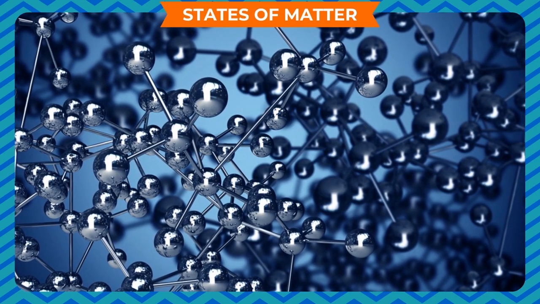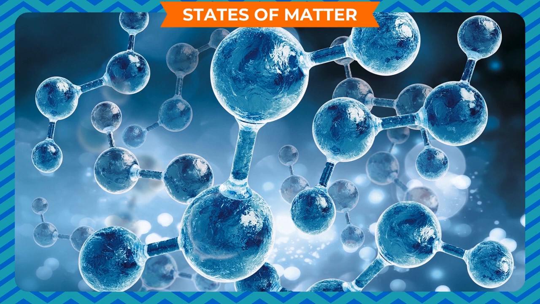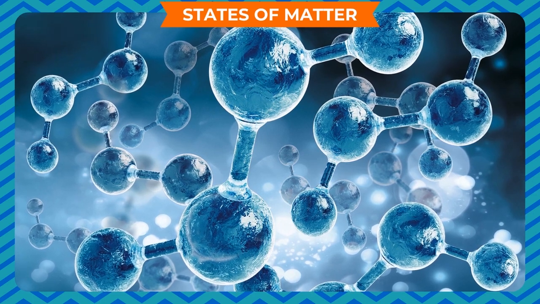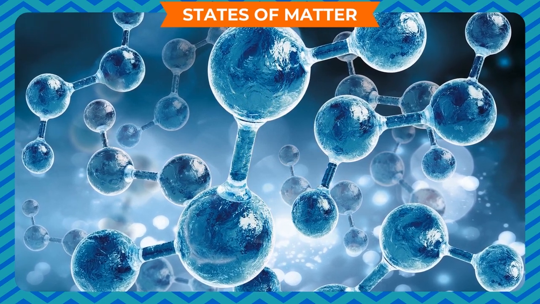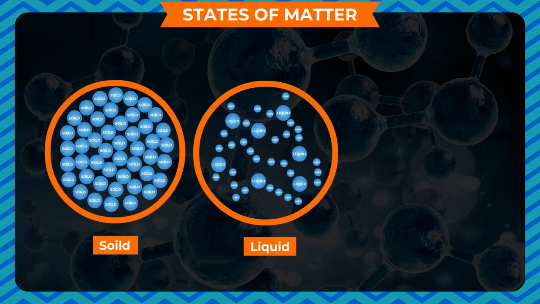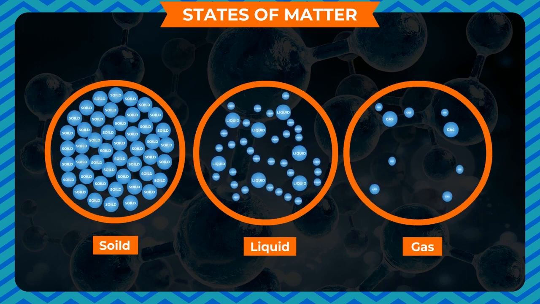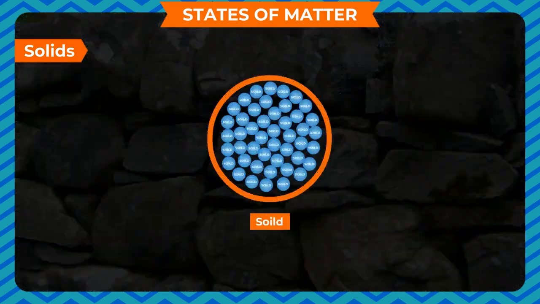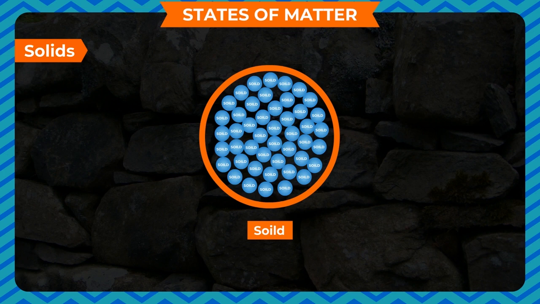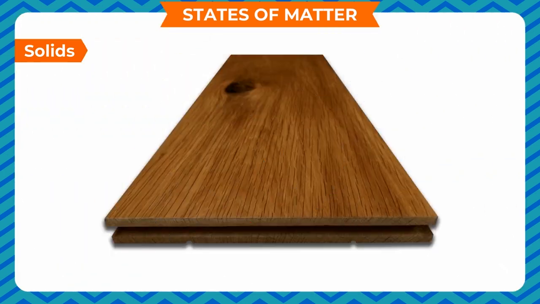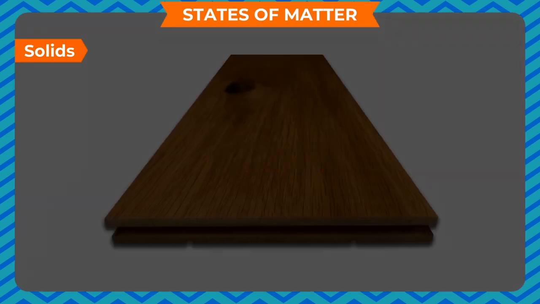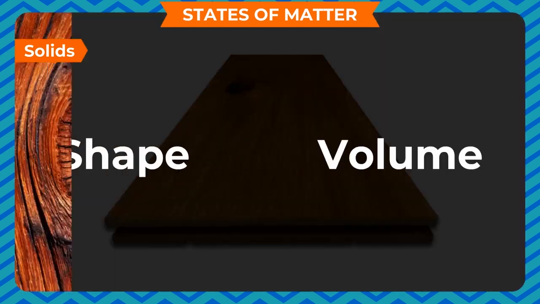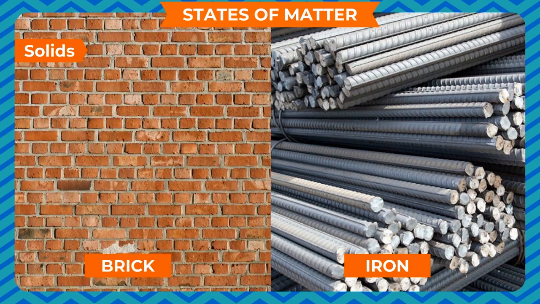States of matter. On the basis of arrangement of molecules in a substance, matter is categorized in three states: solid, liquid, and gas. Solids. In a solid, the molecules are very tightly packed. They attract each other with a strong intermolecular force, so they cannot move freely. They have a definite shape and volume. Wood, iron, brick, etc. are solids.